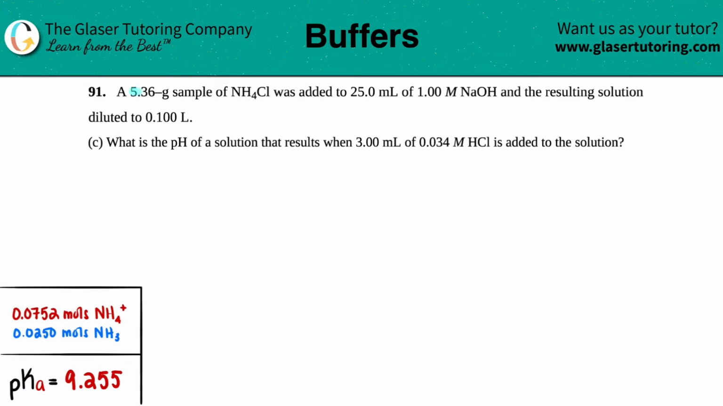91. A 5.36 gram sample of NH4Cl was added to 25.0 mL of a 1.00 molar NaOH, and the resulting solution diluted to 0.100 liters. Letter C. What is the pH of a solution that results when 3.00 mL of a 0.034 molar HCl solution is added to the solution?